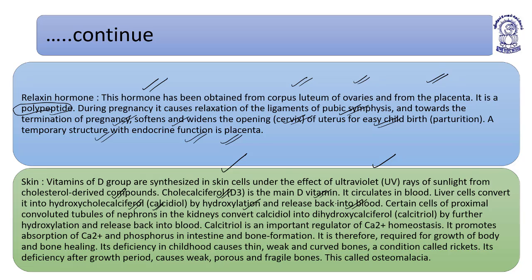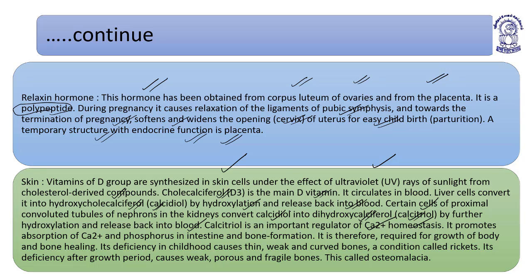So cholecalciferol, vitamin D3, is the main D vitamin. It circulates in the blood. Liver cells convert it into hydroxycholecalciferol, that is calcidiol, by hydroxylation and release it back into the blood. Certain cells of the proximal convoluted tubules (PCT) in the kidneys convert calcidiol into dihydroxycholecalciferol, that is calcitriol, by further hydroxylation and release it back into the blood. Calcitriol is an important regulator of calcium homeostasis. It promotes absorption of calcium and phosphorus in the intestine and bone formation.